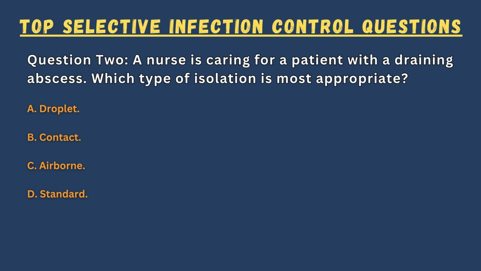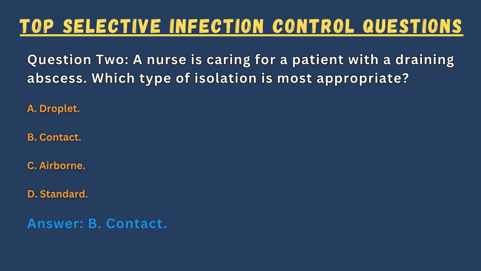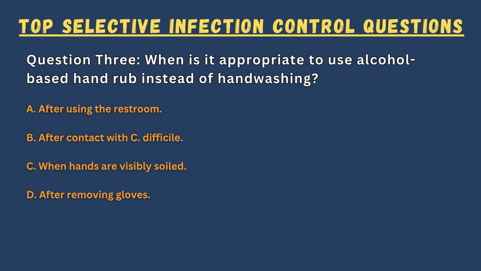Question 2. A nurse is caring for a patient with a draining abscess. Which type of isolation is most appropriate? A. Droplet. B. Contact. C. Airborne. D. Standard. Answer: B. Contact.